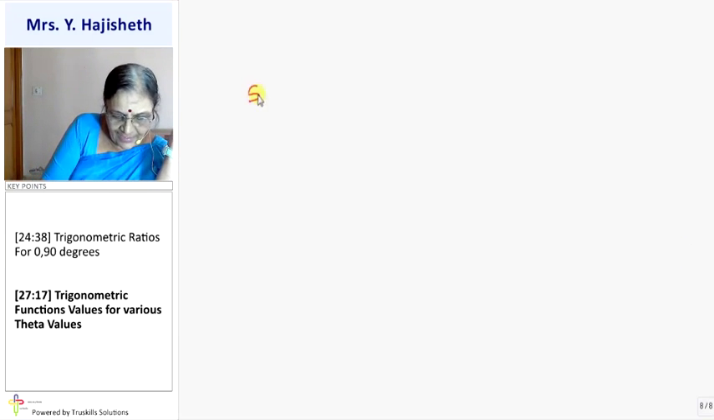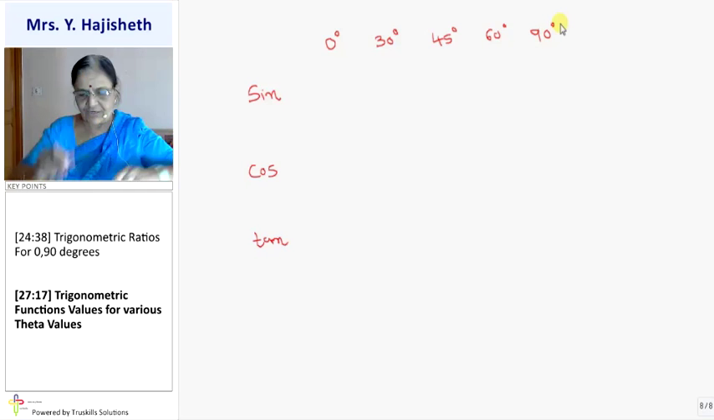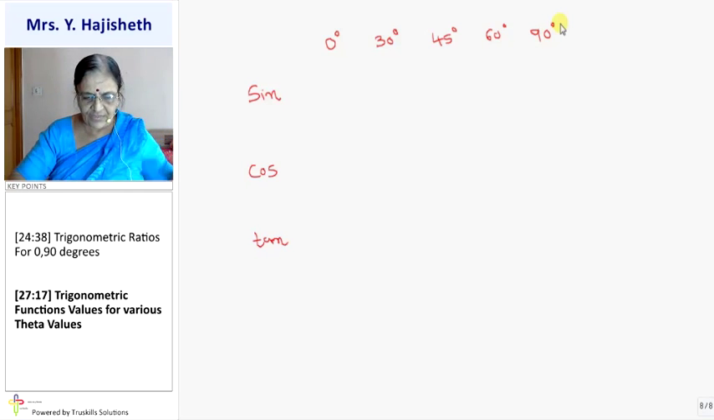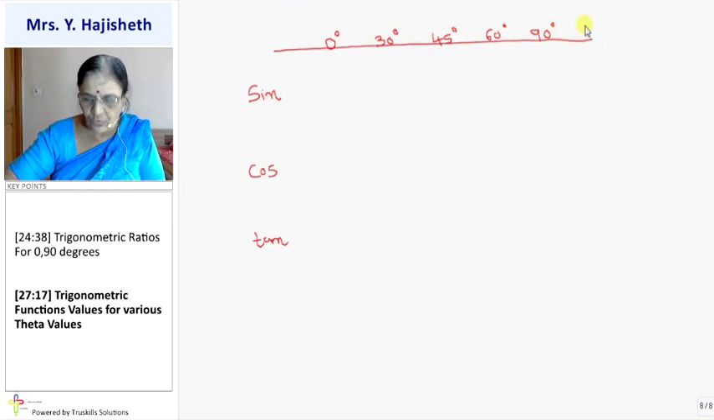Suppose I write here sine. Here I write cos. Here I write tan. Here I write 0 degree, 30 degree, 45 degree, 60 degree, and here I take 90 degree. Almost all the basic concepts I complete in this first lecture. In the second lecture we are doing sums based on it, and then we are going to switch over to identities.